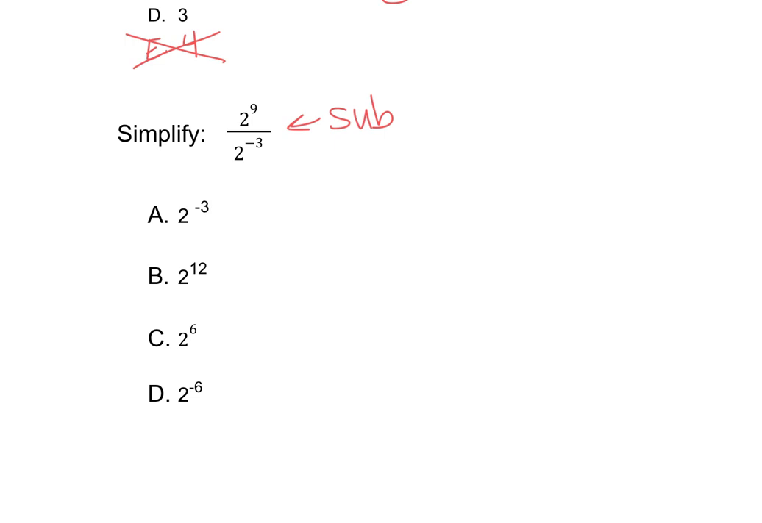All right, so we're going to subtract our exponents. We're going to keep our base, and we've got 9 minus a negative 3 for our exponents. When you type it in your calculator, this is going to end up being the 12th power. So we get 2 to the 12th power.